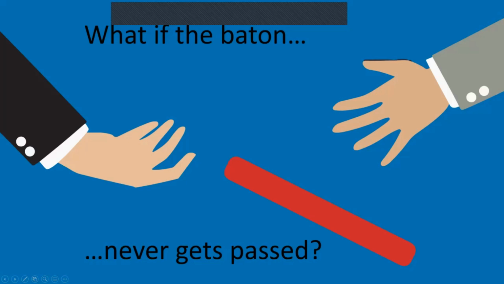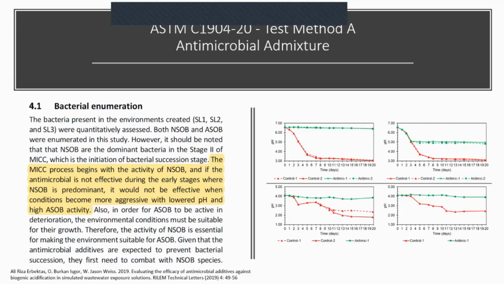But the question is, what if the baton never gets passed? What if Usain Bolt never gets that baton and crosses the finish line? That's what the goal is with microbial-induced corrosion protection: we want to stop that process from going on and protect the concrete.